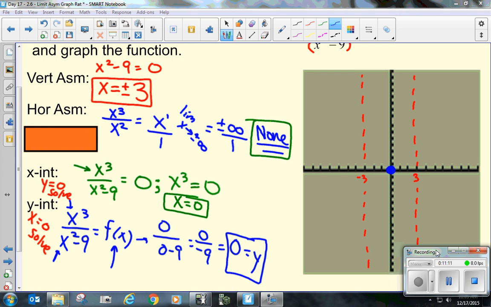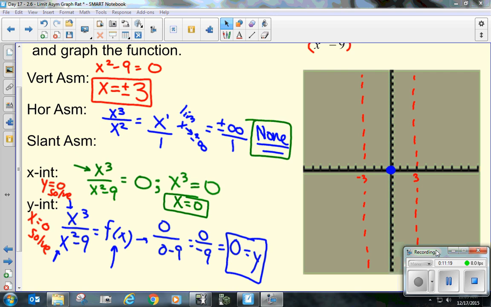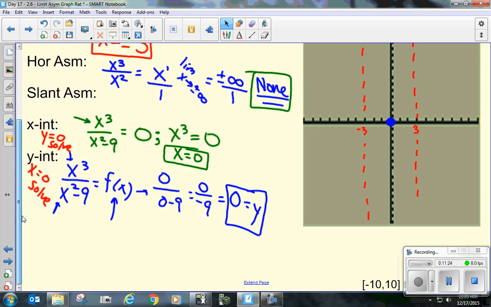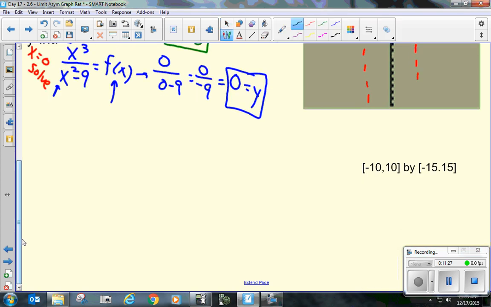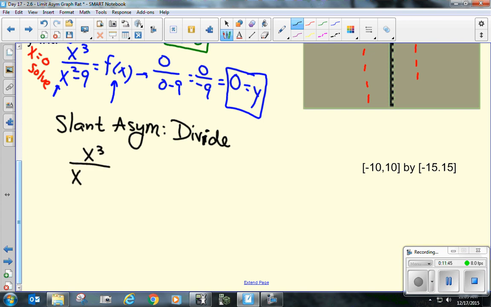Right, but there's one more thing that we can find. Asymptotes aren't always vertical and horizontal. Sometimes they slant. All right? So, slant asymptotes. To find a slant asymptote, all I do is divide the actual problem out. We have x cubed over x squared minus 9, right? When I divide, my asymptote is the quotient.